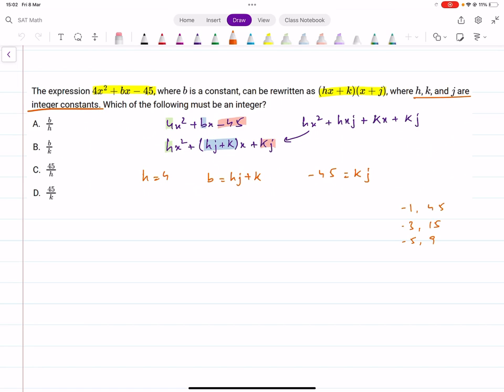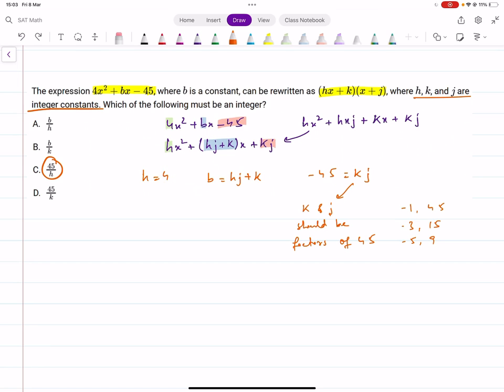45 over k. So k and j, what we understand is, so that's not very helpful. What we understand is that k and j should be factors of 45. That is a must, right? That k and j have to be factors of 45. Now, if k is a factor of 45 and j is a factor of 45, let's see if that can give us anything here. Yeah, so 45 over h, that does not help.